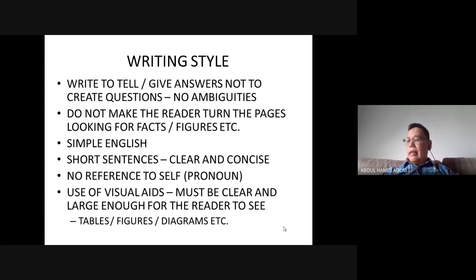Then another one is short sentences. Students tend to write very, very long sentences because they are trying to cram everything in one sentence. But actually, that is not a good practice. What you need to do is use very short sentences. In every sentence, you're talking only about one thing. In one paragraph, you're only talking about one subject. Do not talk about a few things in one sentence. And keep it formal. There's no reference to self. Don't use pronouns. Don't say I, we, me.